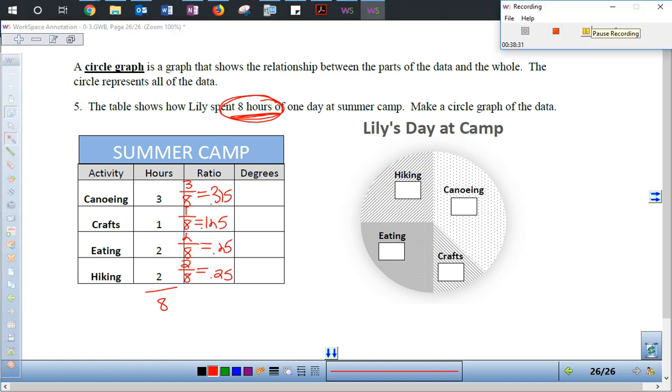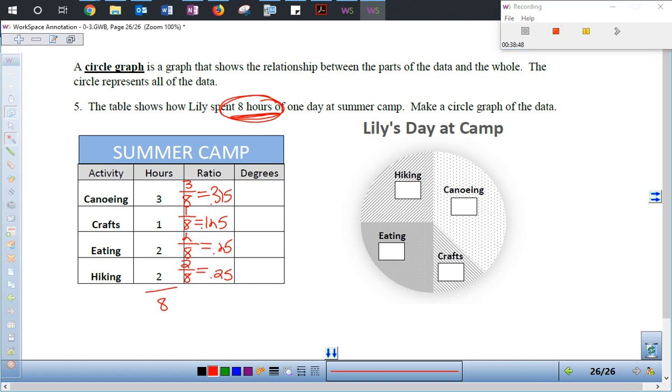Now, hopefully for eating you got 2 over 8 for the ratio, which I understand can be simplified to 1/4, and if you did that, that's fine. But as a decimal, which is what we really want, we get 0.25, and hiking should be the same thing.